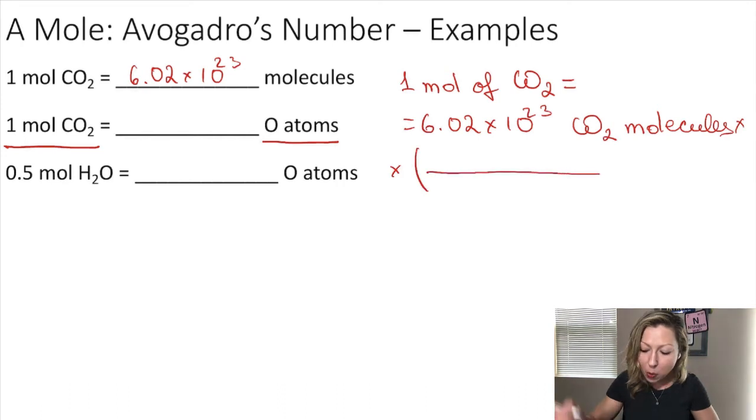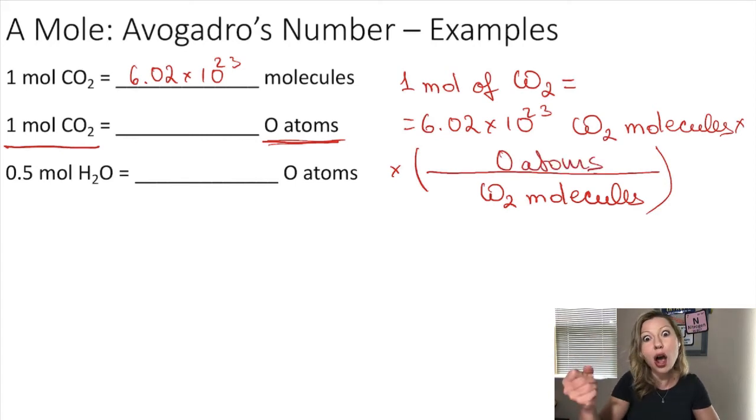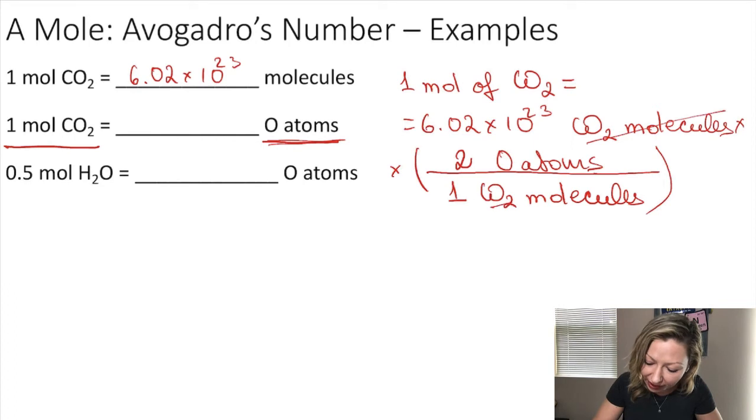So if I want to cancel out the number of CO2 molecules, the number of CO2 molecules will go on the bottom, and I'm looking for the number of oxygen atoms, so the number of oxygen atoms goes on top. I know that in one CO2 molecule, I have 2 oxygen atoms. The CO2 molecules cancel out.